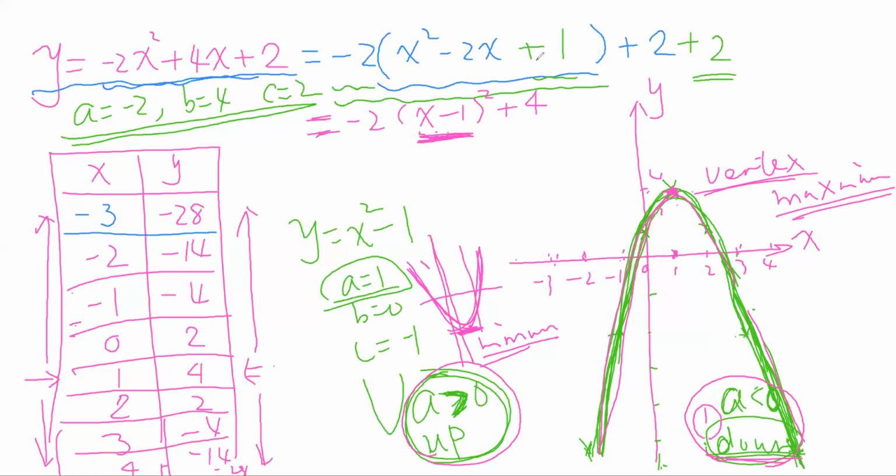So it means when the mouth opens down, all the data, all the y values, are below here, right? So here the vertex value became the maximum value of y. All the y values are less than 4. Here is 1, 4, right?